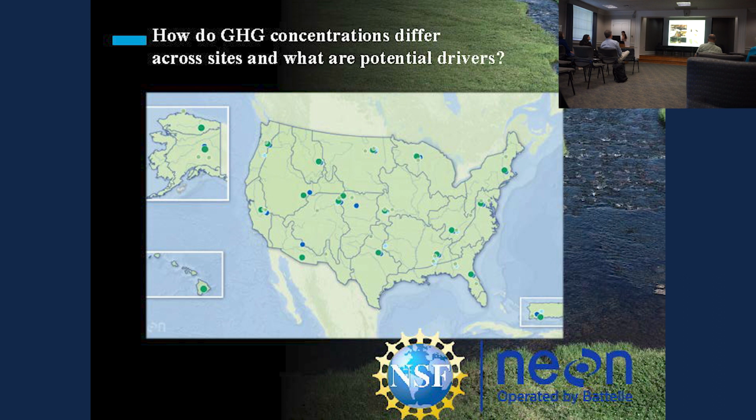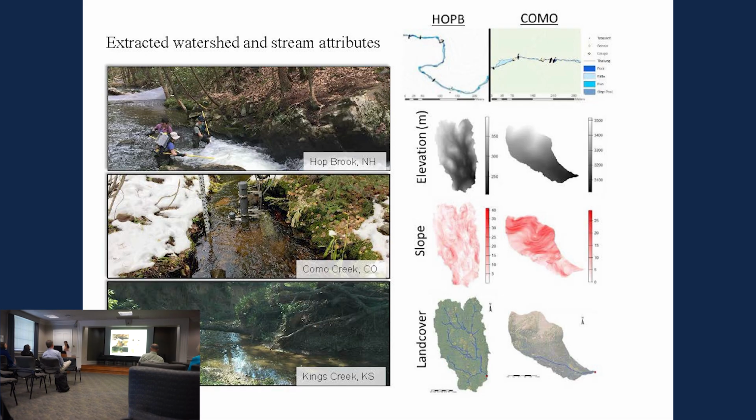Taking a look at the drivers across these different sites, just an initial look, we've analyzed some of the watershed attributes. These sites are quite different, especially in terms of slope, although they tend to be about the same size, and temperature regimes especially.